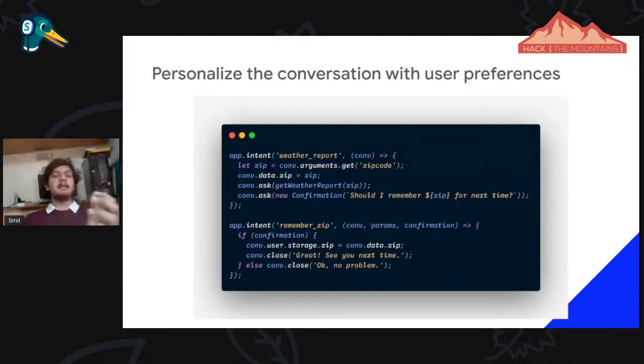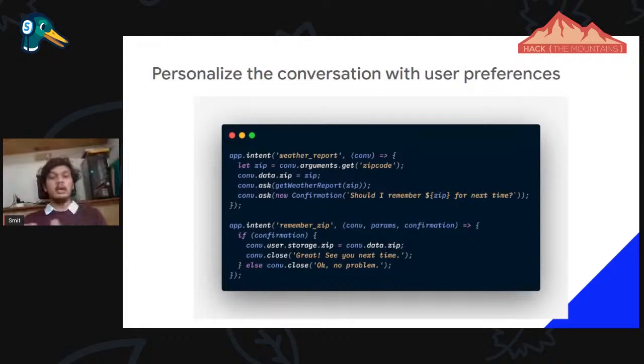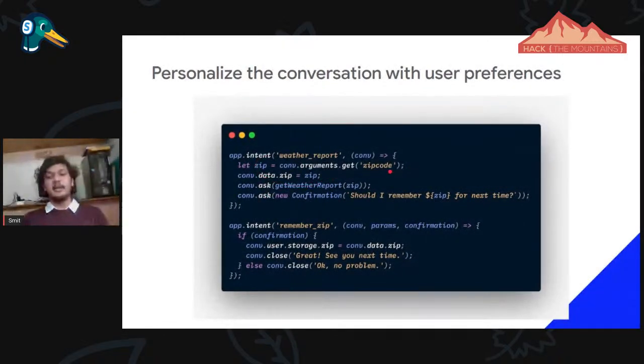So you can say, last time I remember you played One Direction. Would you like to go with One Direction or any other playlist? So you can give a personalized intent. In this example, it's a weather report. An argument is a zip code. So you can ask, should I remember the zip code for next time? Yes or no? If I say yes, you will store the zip code in the database.